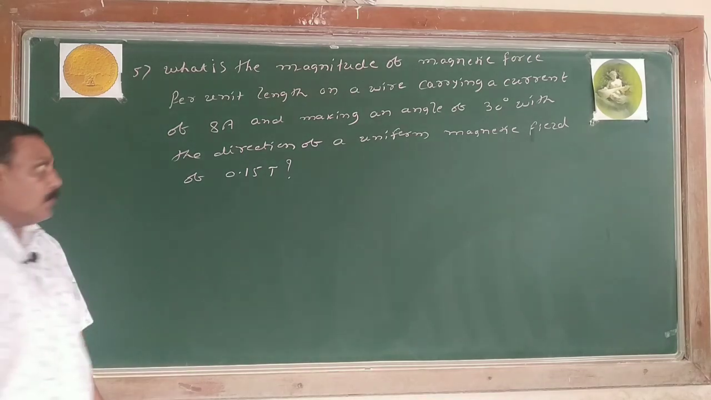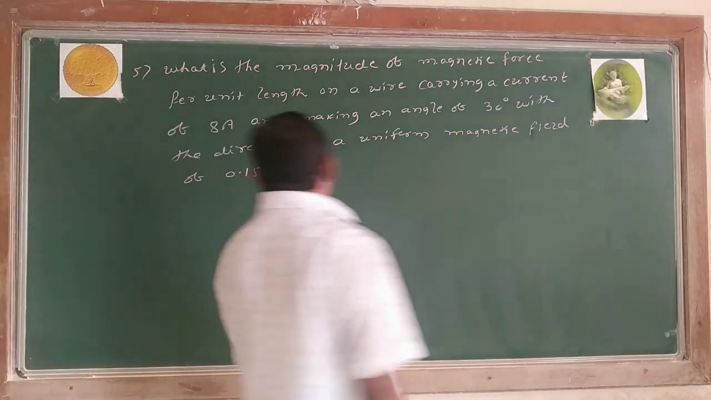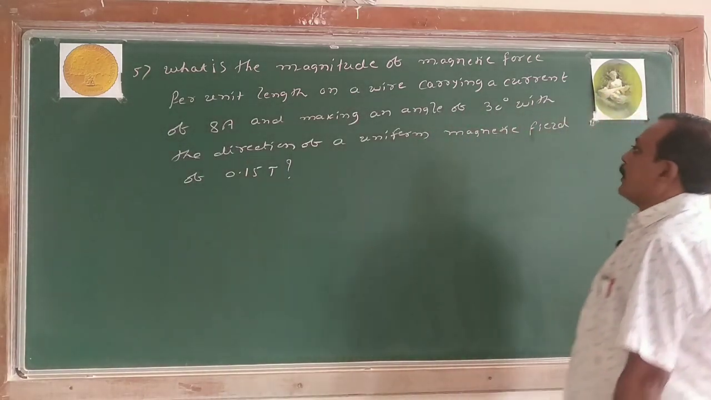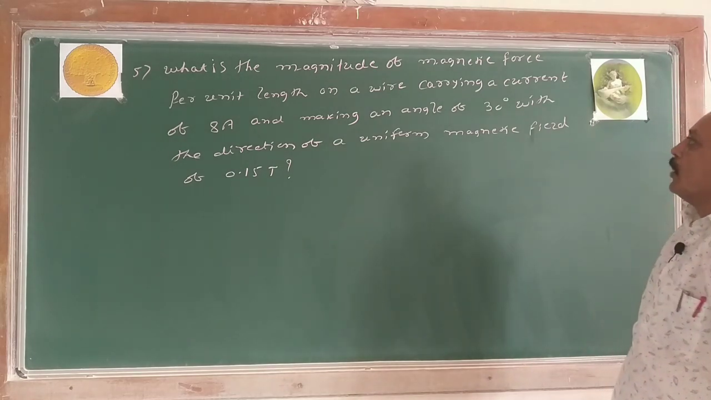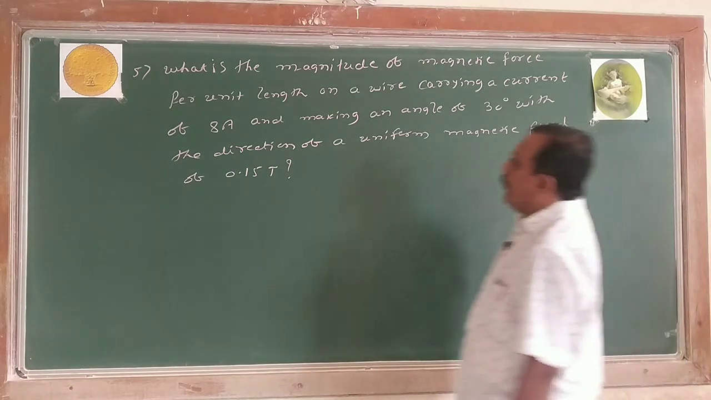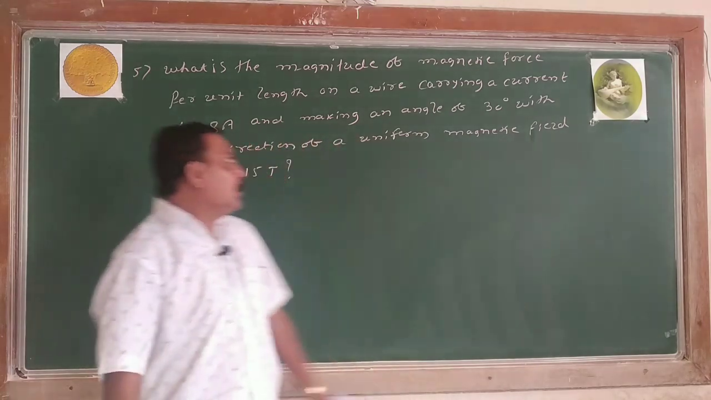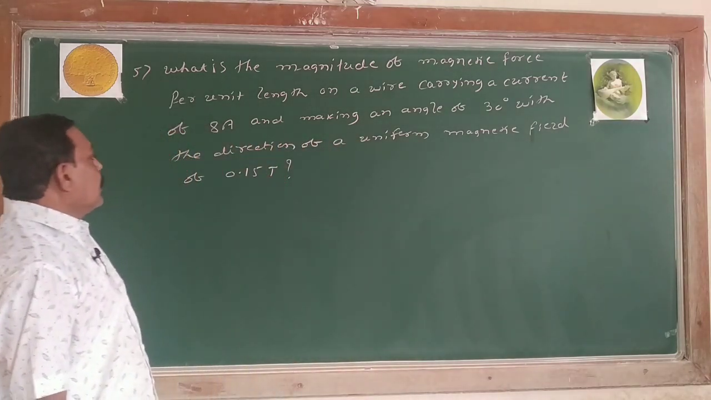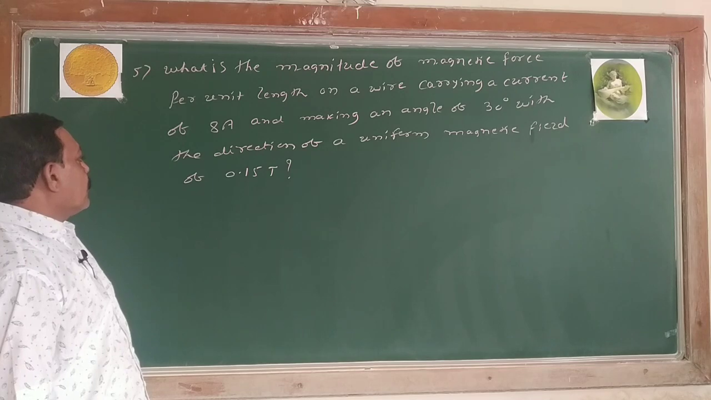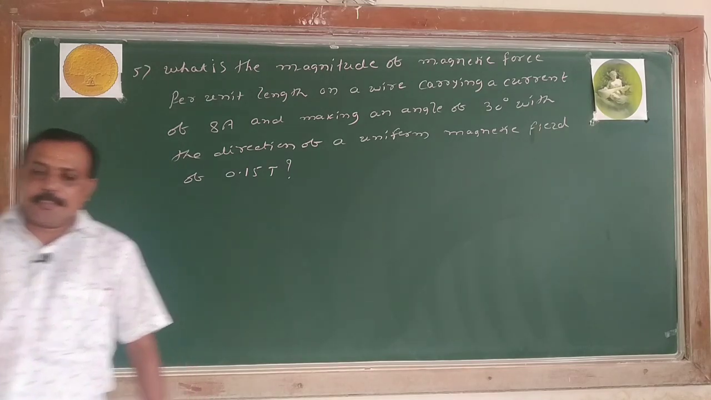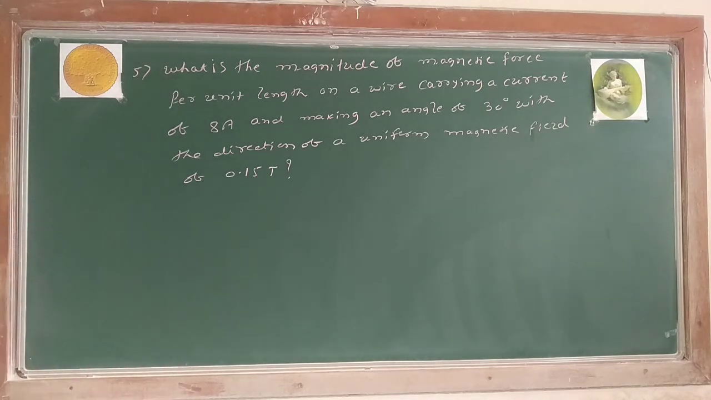एक बार देख लो. What is the problem he has given? What is the magnitude of the magnetic force per unit length on a wire carrying a current of 8 ampere and making an angle of 30 degree with the direction of a uniform magnetic field of 0.15 Tesla. Right? अब solution लिखना है.